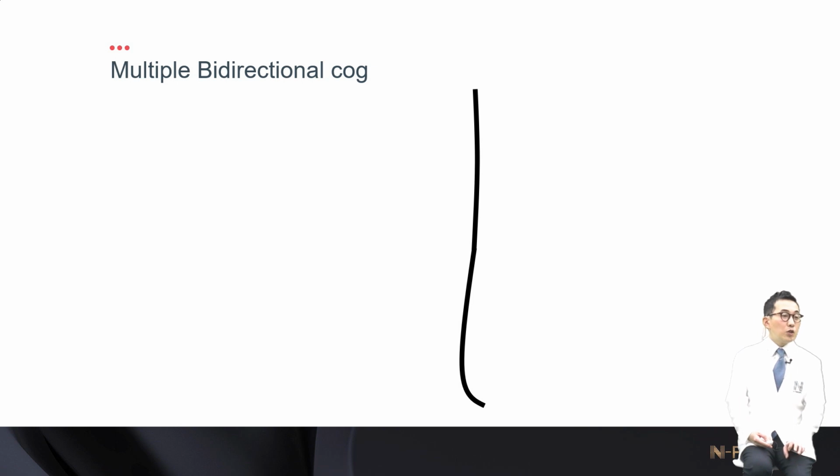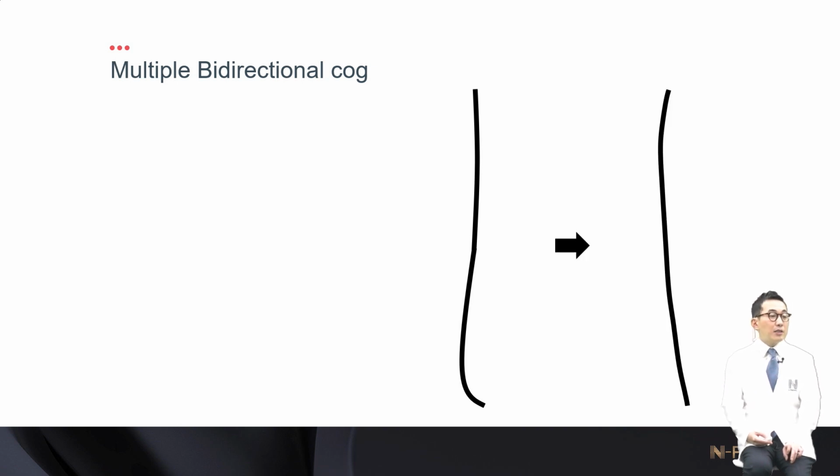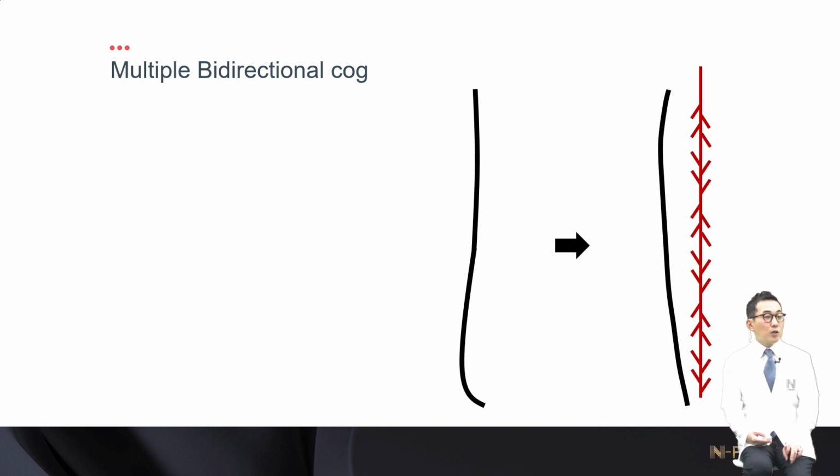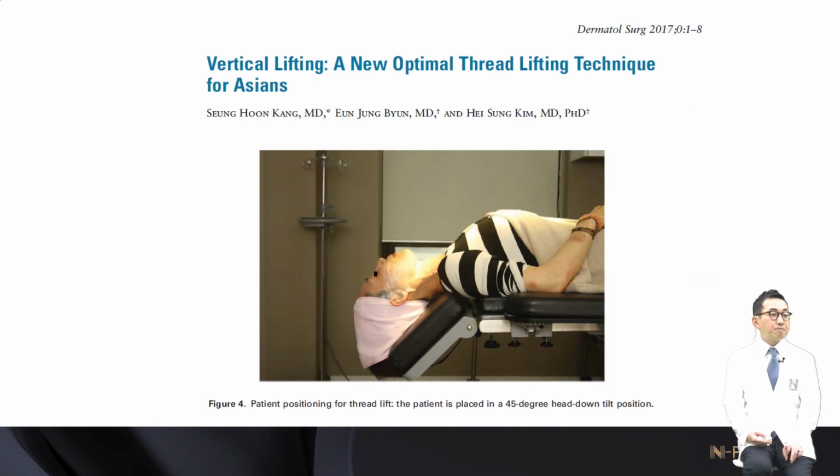With multiple bidirectional cog thread, once the thread and skin come in contact, it is difficult to move up or down anymore. In other words, it has the power to keep the shape of the first moment of contact between the thread and the skin. So first, let the sagging skin lift naturally, and then multiple bidirectional cog thread is inserted to fix and maintain the lifted state. Then, it is important to lift the sagging skin naturally first.